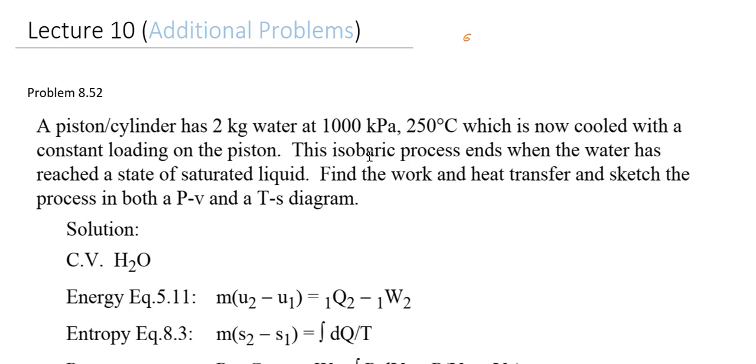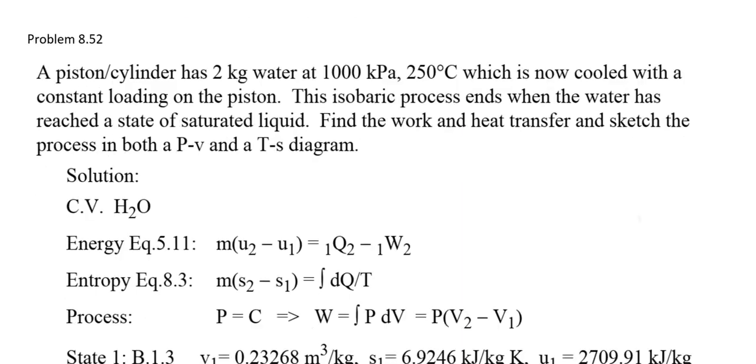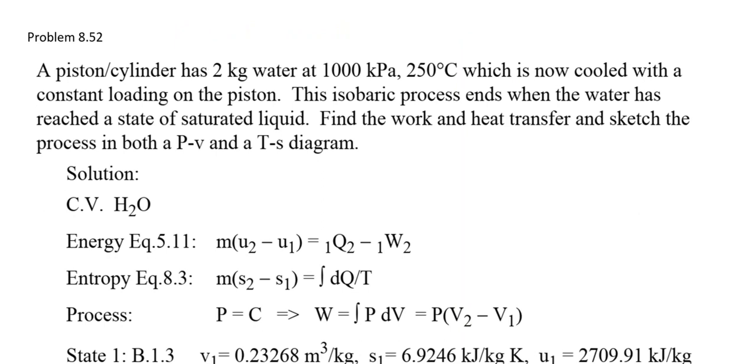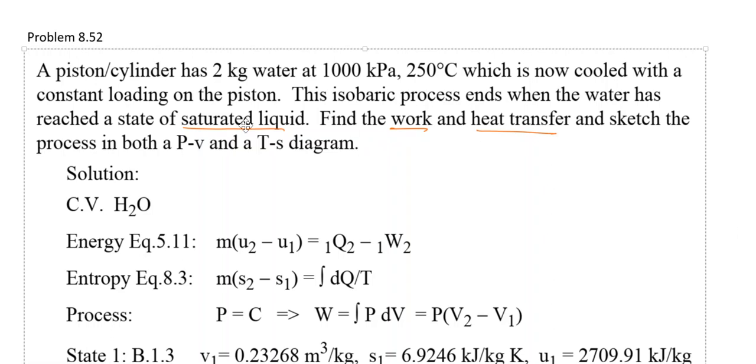So just a very simple problem in which we have got the initial condition of water at 1 megapascal and 250 degrees centigrade. The water is cooled at constant pressure until it reaches the saturated liquid line. During this isobaric process, we have to find the work done and the heat transfer while cooling down from 250 degrees centigrade towards the saturated liquid line, and obviously we have to sketch on the PV diagram.